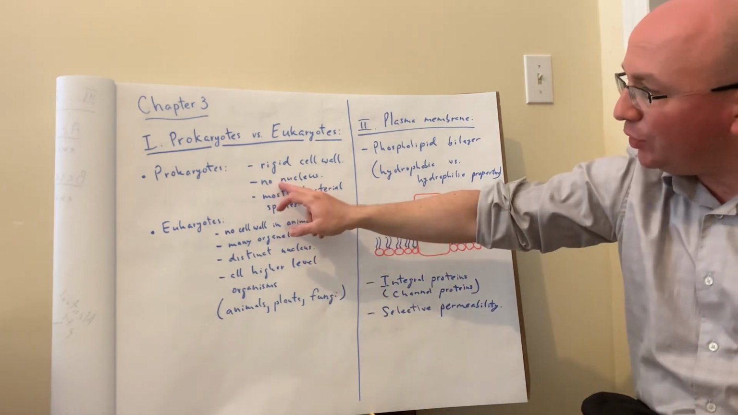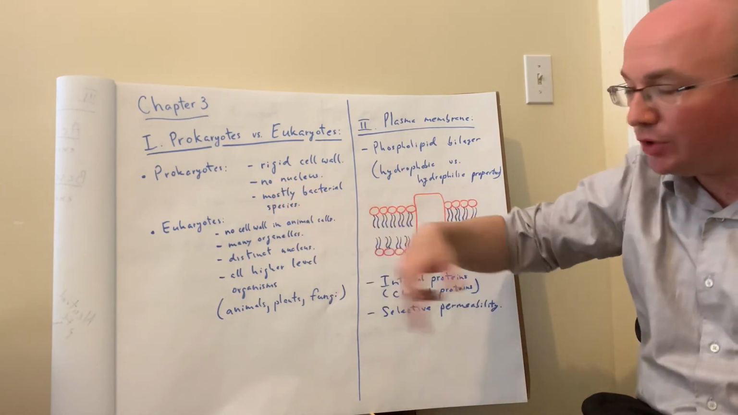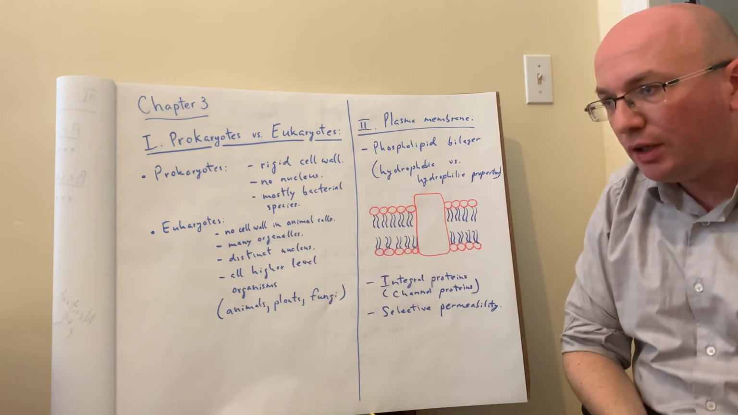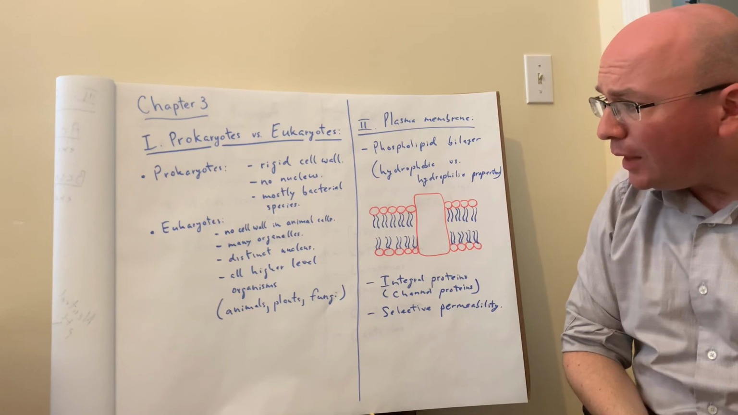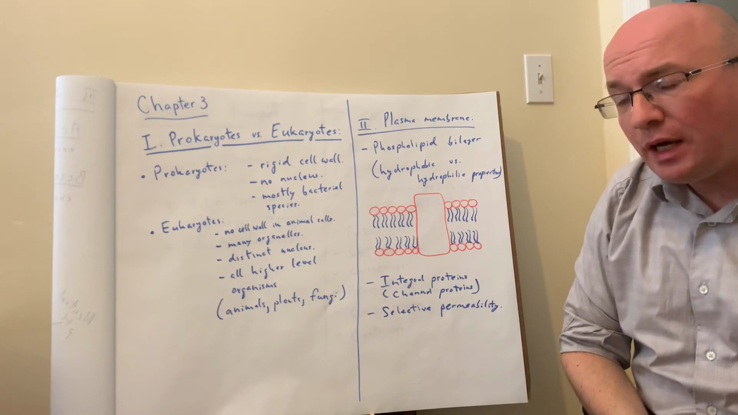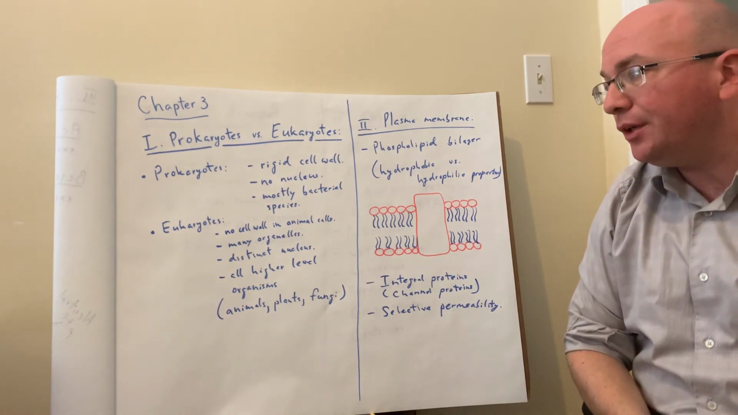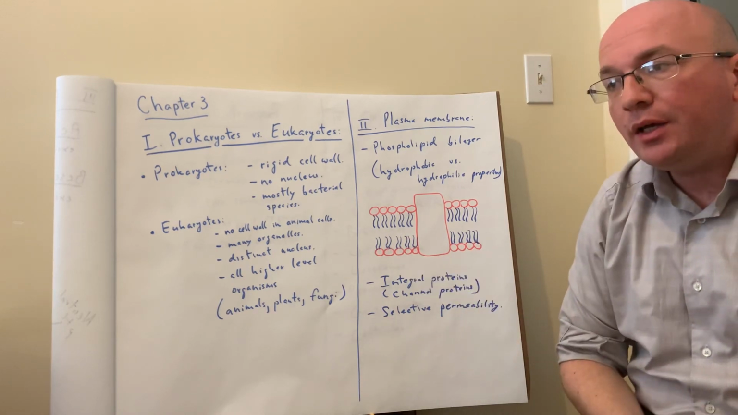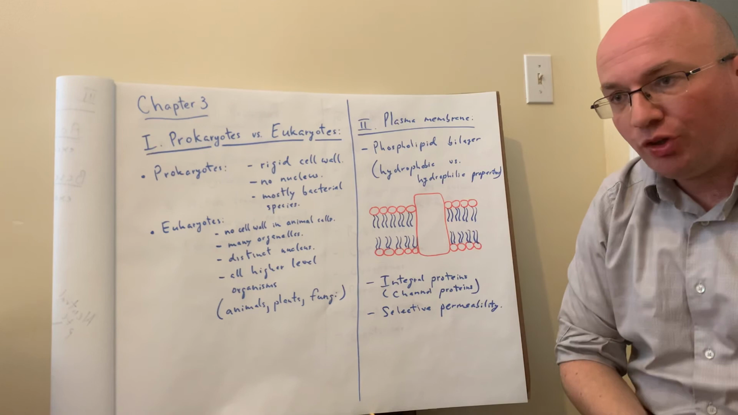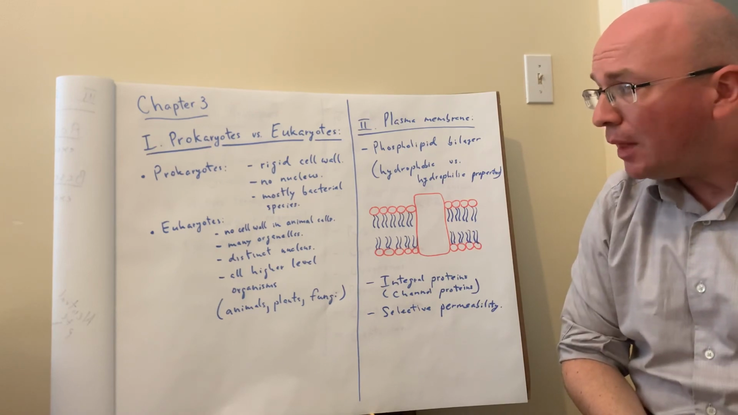Again, as I said before, they do not have a distinct nucleus, but they do still have the genetic information inside the cell. In terms of size, usually bacteria are much smaller than animal cells or other cells that we're going to talk about here. So that kind of scale change is very important to consider as well.